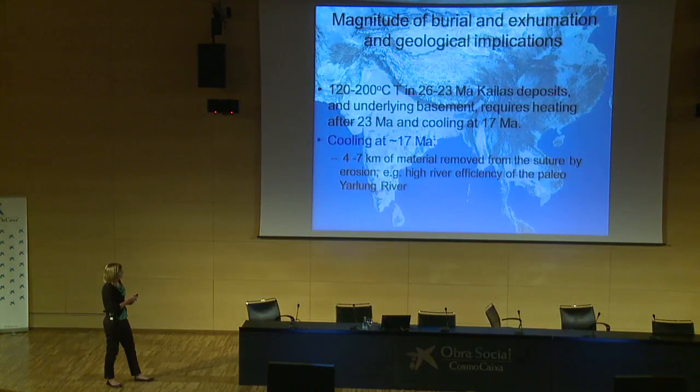Now, how do you explain the cooling at 17? One effective way of cooling rocks is by removing them from the surface. And if you do that, that will require 4 to 7 kilometers of material removed from the suture zone, maybe by erosion. That's obviously a way to do it. And so potentially a driver is higher river efficiency of the Paleo Yarlung River, possibly associated with capture of the Brahmaputra. And Yani was suggesting a capture by 18, so that actually works pretty well.